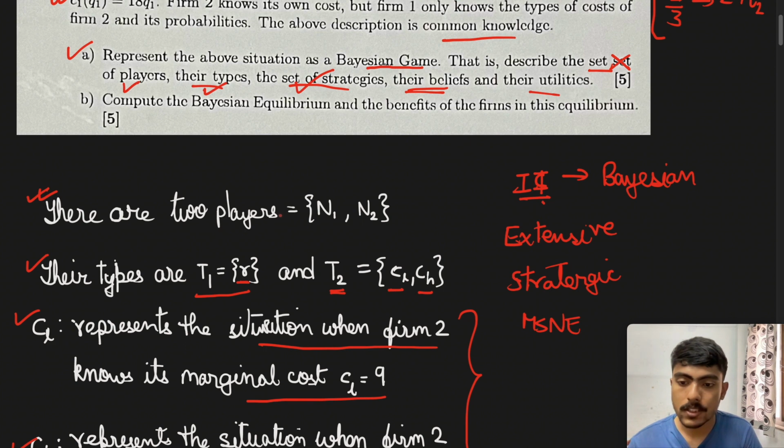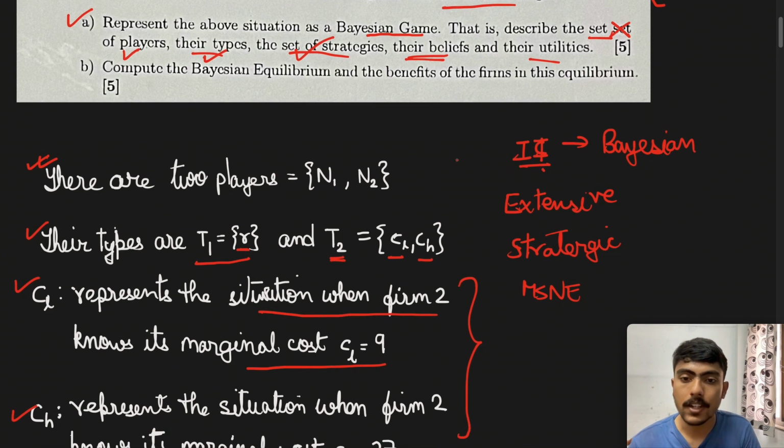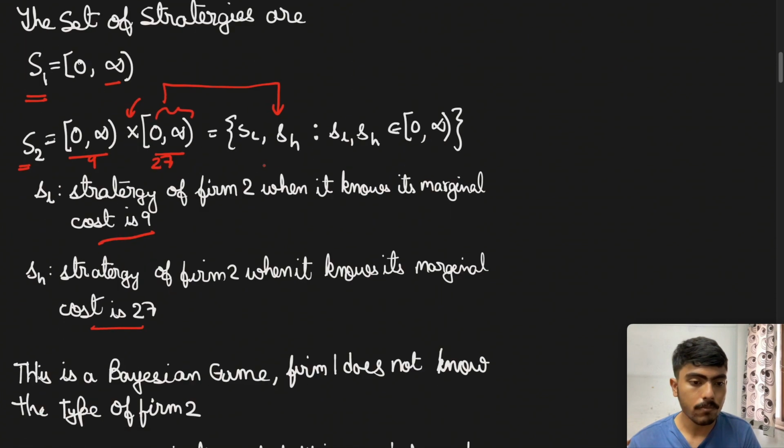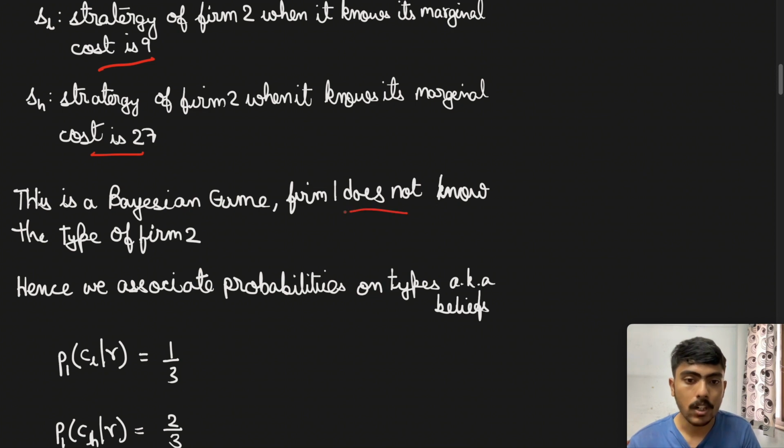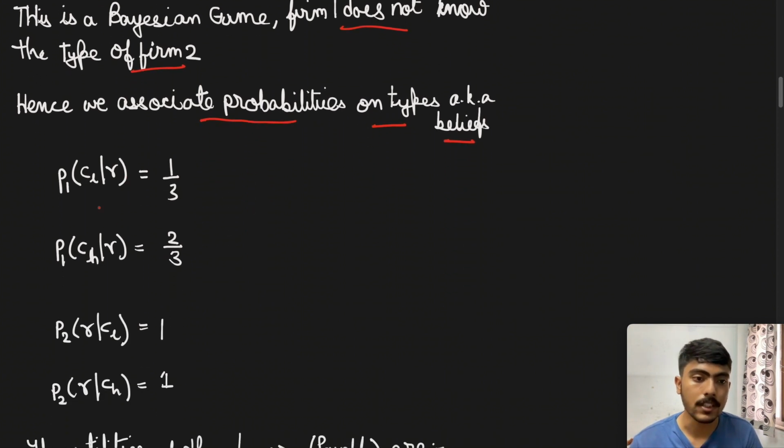Then their beliefs. Beliefs is what we call probabilities in mathematical or statistical terms. Beliefs are associated with incomplete information. Suppose I am player 1: I don't know what player 2 will actually play, but I know its probabilities. Those are my beliefs regarding player 2 about its strategies. So let's calculate them. This is a Bayesian game. Firm 1 does not know the type of firm 2, as we discussed. Hence we associate probabilities on types, which is called beliefs as well.